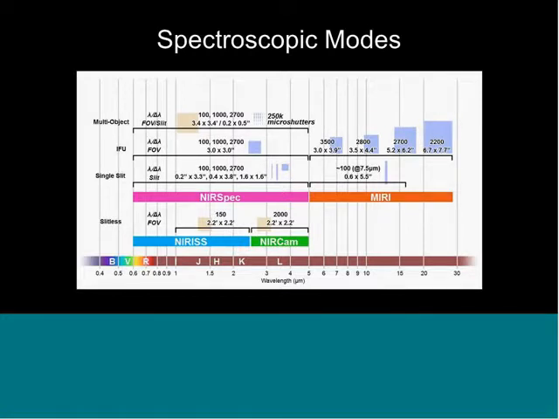There are multiple spectroscopic modes with the multi-object, the IFU capabilities from both the near-infrared and the mid-infrared, and the single-slit capabilities with various fields of view, and those capabilities.